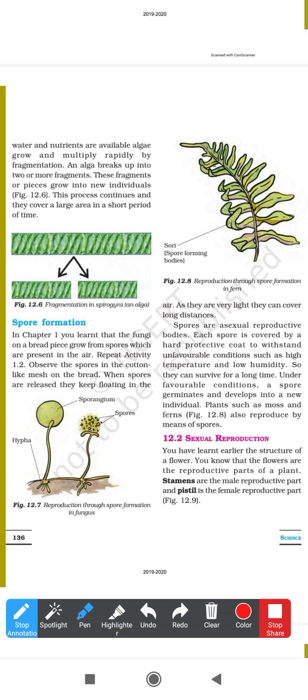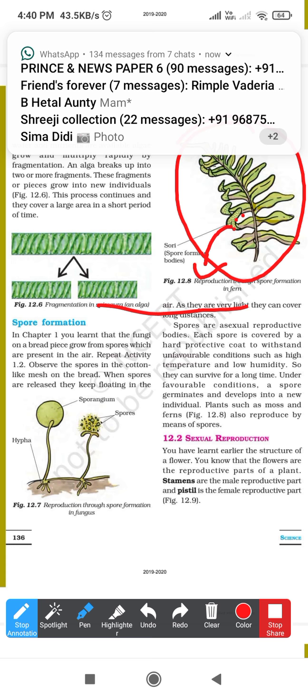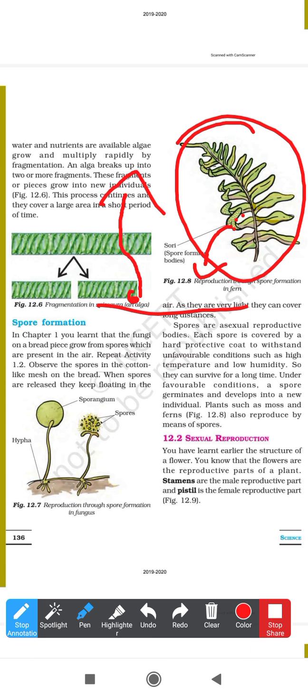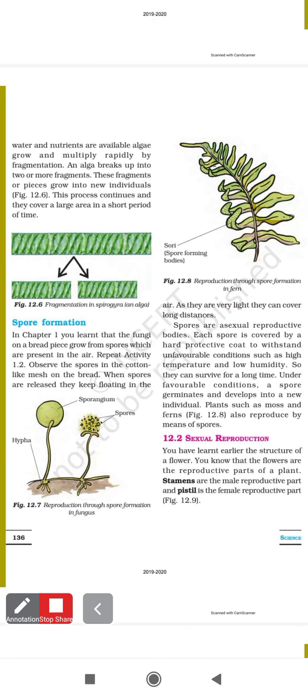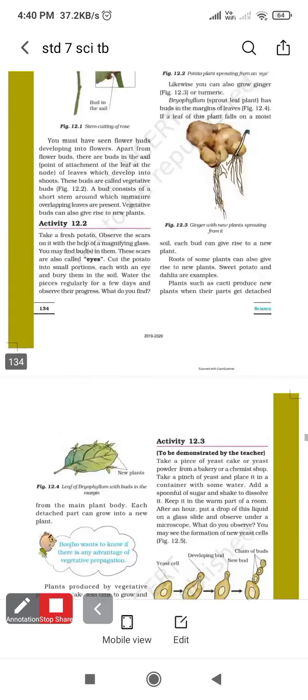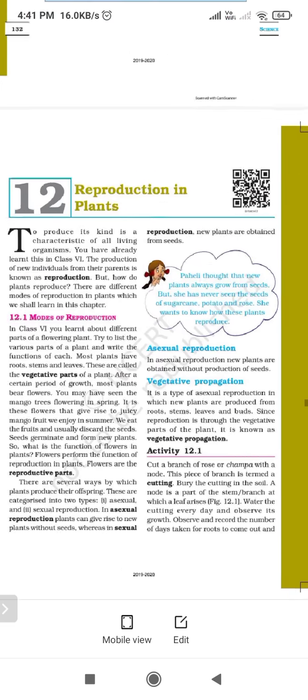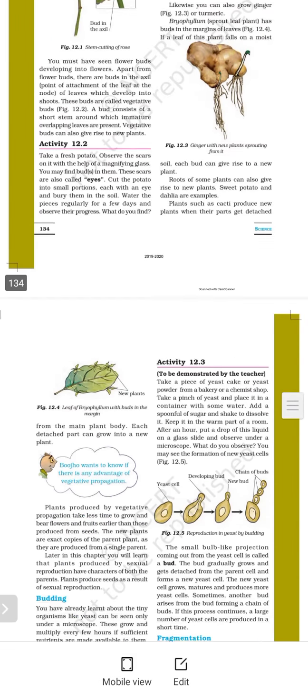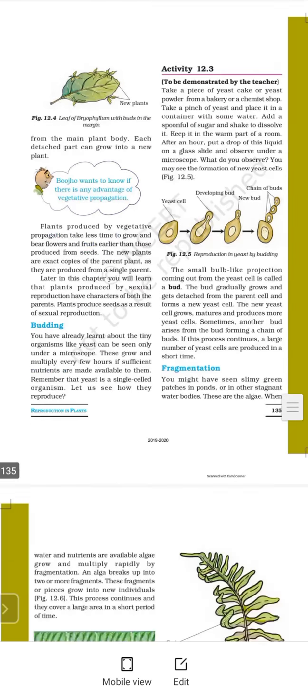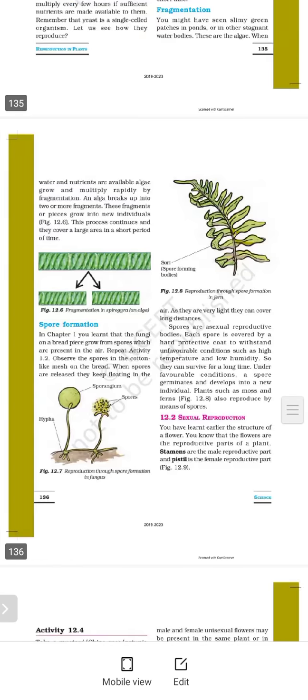Now what are moss and ferns? These are plants which have spores in them. You can see this is a moss, sorry, this is a fern. See over here, the small spores are called sori. These will go down and again make a new plant. So this is about asexual reproduction, where we have to study four types. One is vegetative propagation, as you can see over here. The second one is budding, the third one is fragmentation, and the fourth is spore formation.